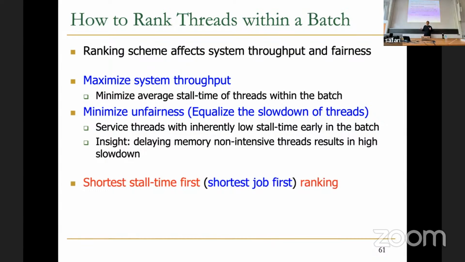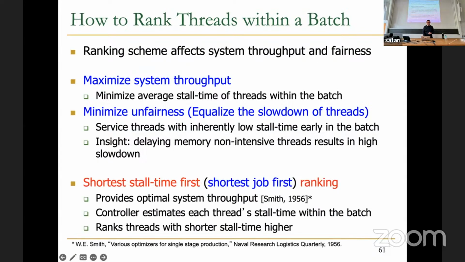This may not be the best solution because things are very dynamic, as we will see. But in the end, this leads to a shortest stall time first ranking, like shortest job first ranking, which has very nice properties. There's theory behind shortest job first ranking to maximize throughput in a single server queue. And people have developed this for example, for production in factories. If you want to maximize throughput, you prioritize things that take shorter to manufacture. That way you actually maximize the throughput overall. So we're going to employ a similar ranking because it satisfies both of these in the end.